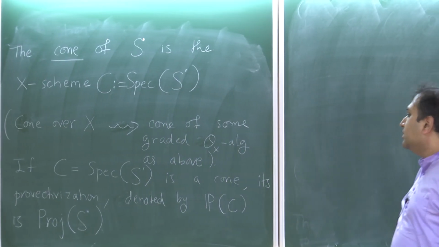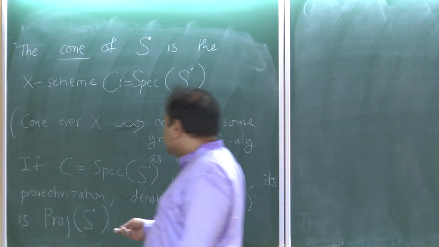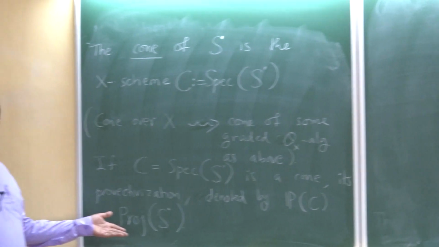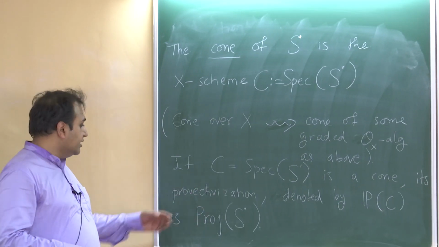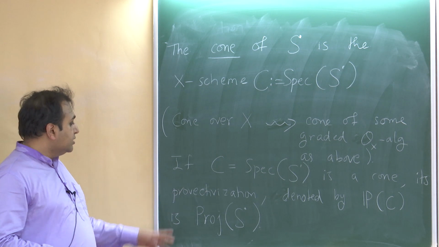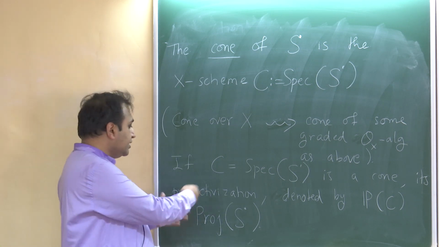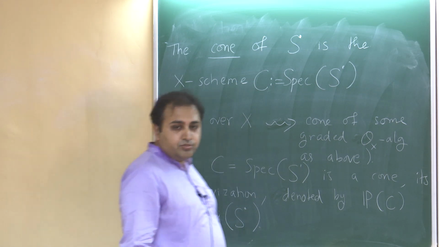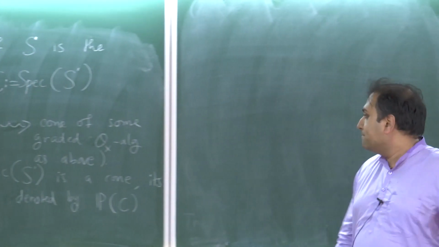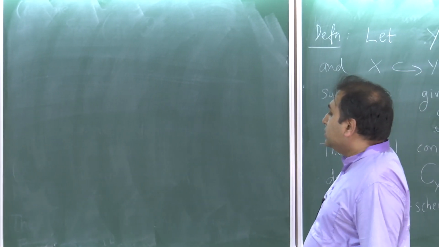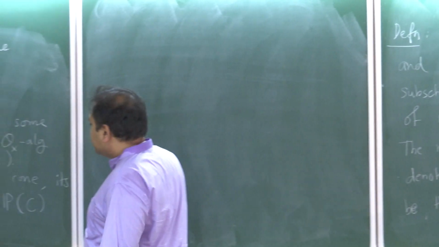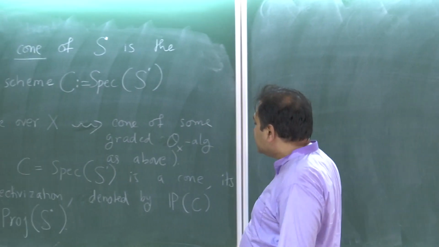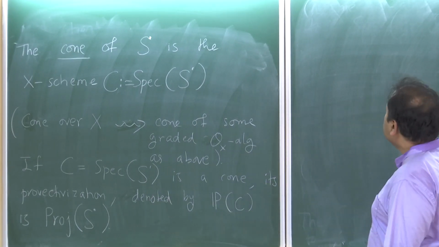As a set, what do you do? Basically, you take homogeneous prime ideals, except for the irrelevant ideal, and then you give it a scheme structure. I'm going to assume that everyone understands what the basis for this is and so on.